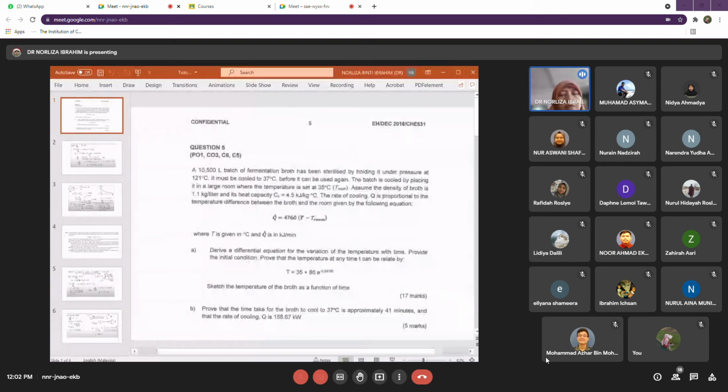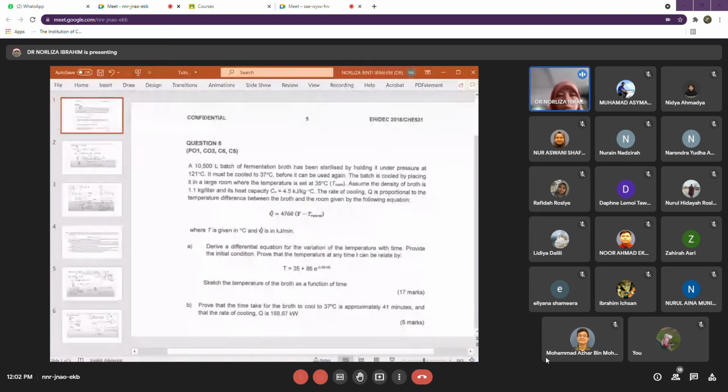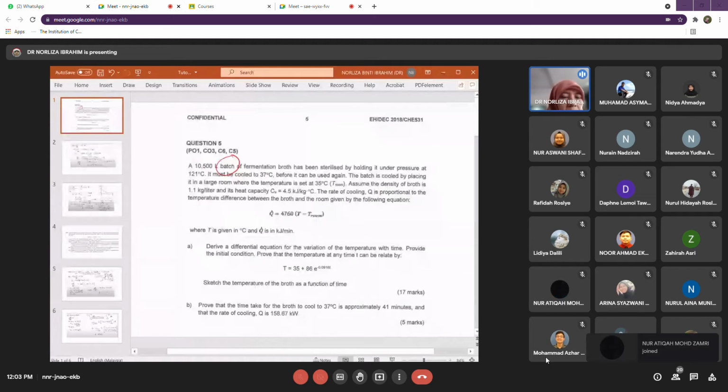Sorry if my line is not that good, because the phone that I use for my data is actually being used by my other daughter, so I'm using the Unifi, so it might be slow. Okay, so bear with me.